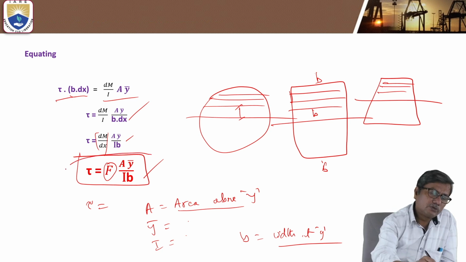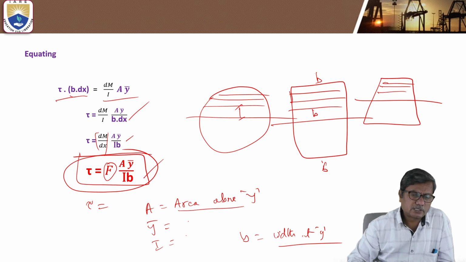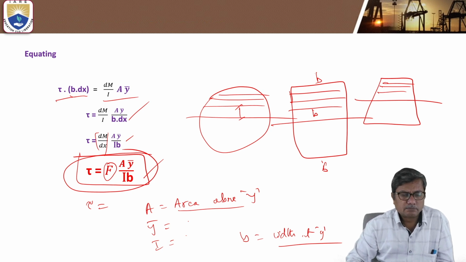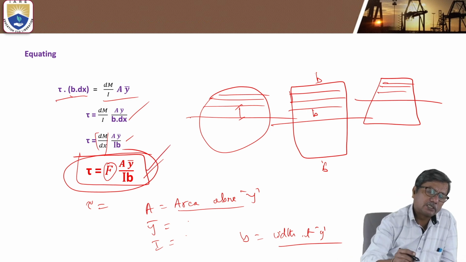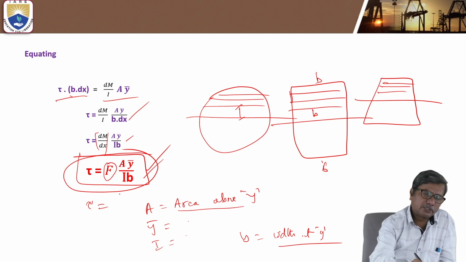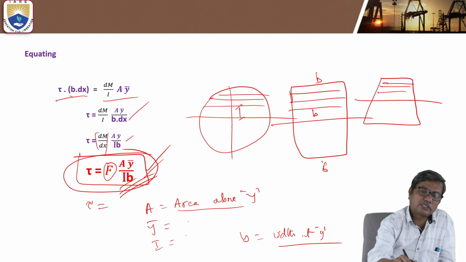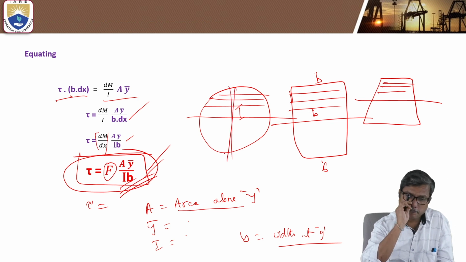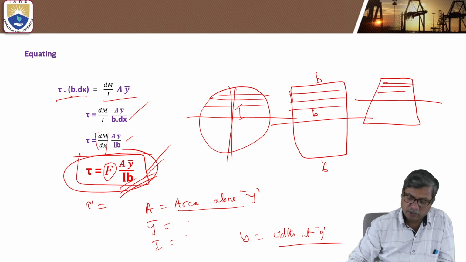So this expression gives the variation of shear stress from neutral axis across the cross section. The shear stress at any distance from neutral axis is given by this equation. Using this, we can find the shear stress variation from top to bottom of the cross section. For any given cross section, we can find the shear stress distribution, from top to bottom.